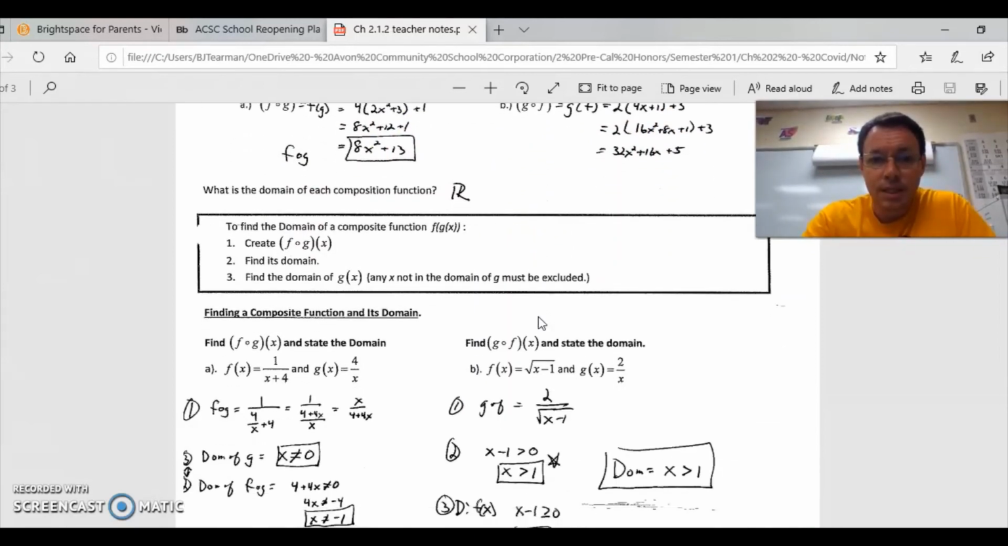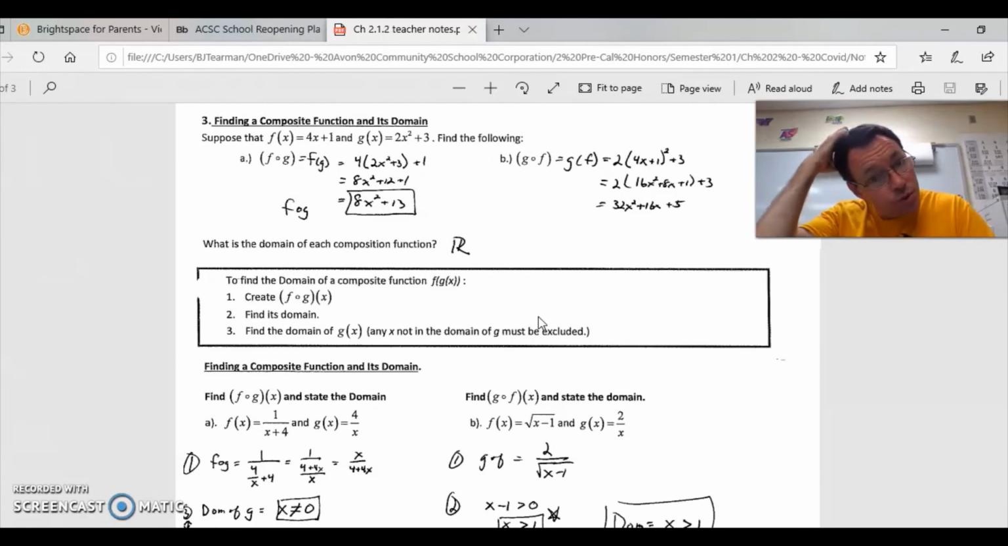So here in this box, these are the rules. This is how you find the domain of a composite function. First, find the composite function. So you're going to have to create that function. In this case, it says f of g of x, so you would put function g inside of function f and simplify it. If it said g of f of x, then you'd go the other direction. So you've got to pay attention to what it says.